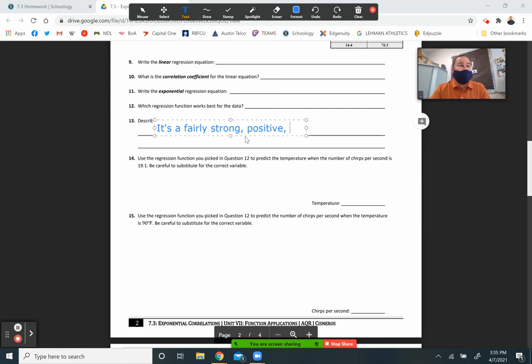Which one do we pick? Linear correlation. Now, if we picked exponential, then you'll say it's a fairly strong positive exponential correlation. Okay. But this time we happened to pick linear, so leave it at linear.